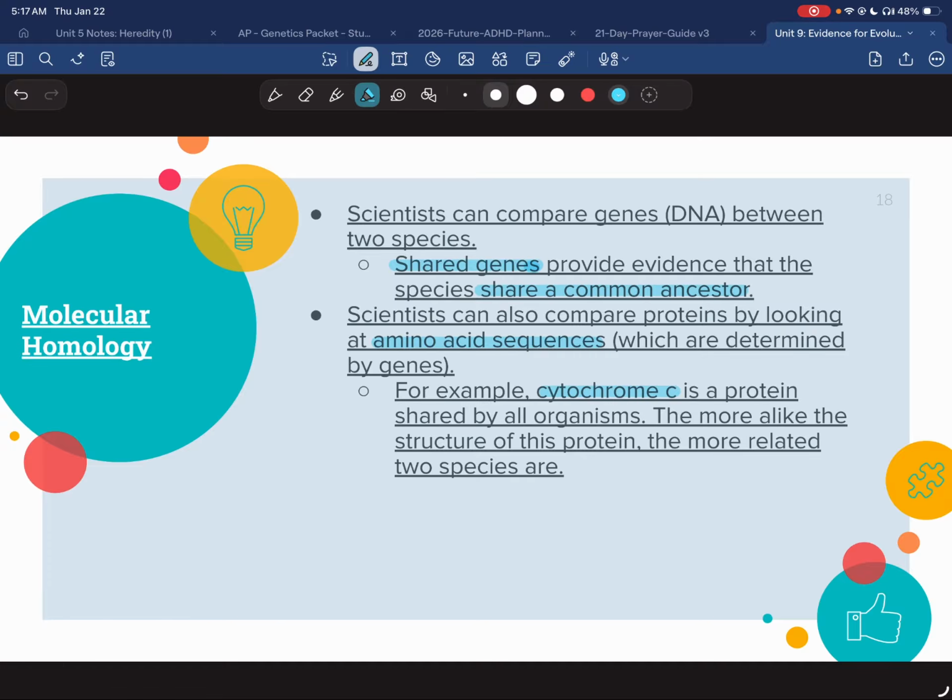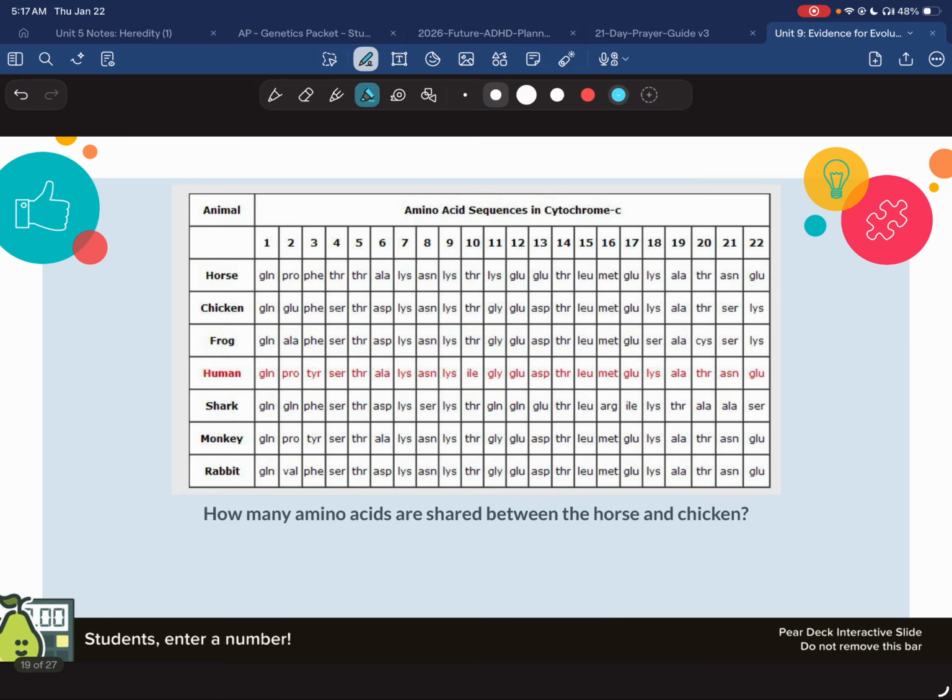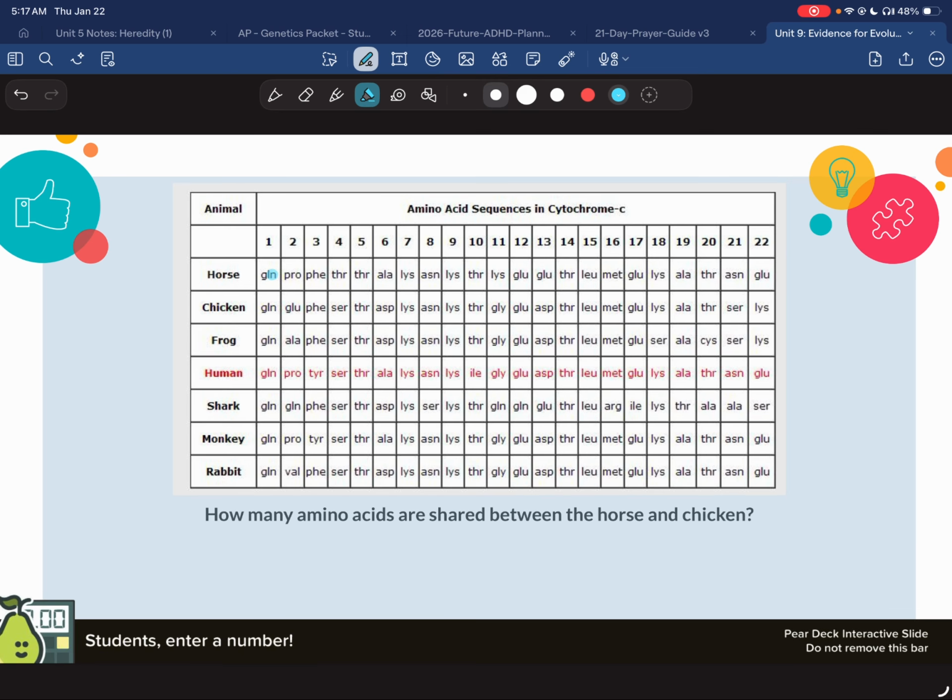So I'm going to show you this. You may see something like this, or you may see letters where you're comparing different things and you can see the different species. If we look at the horse and the chicken, it says how many are shared. So we can highlight them, and we can see that the horse and chicken have a lot of similarities in their amino acid sequence with this protein.